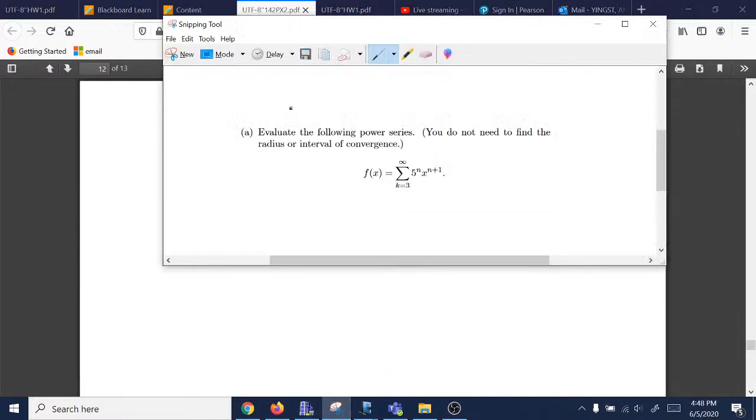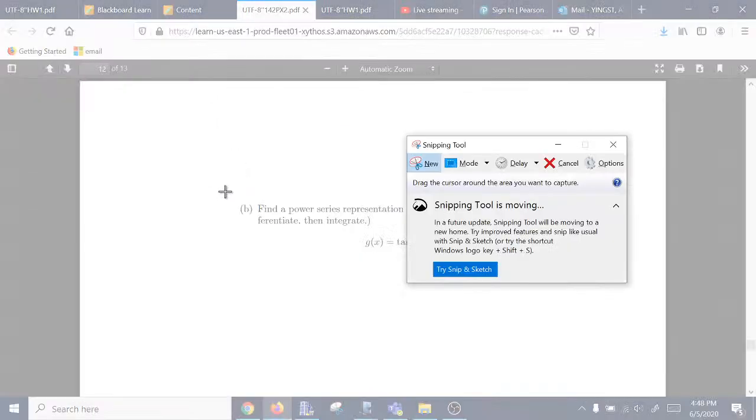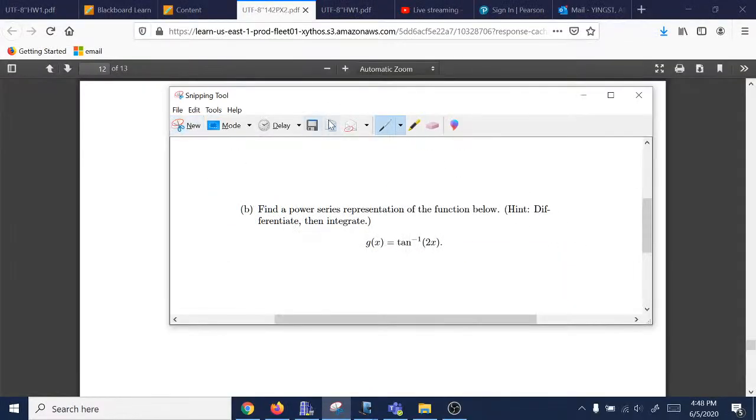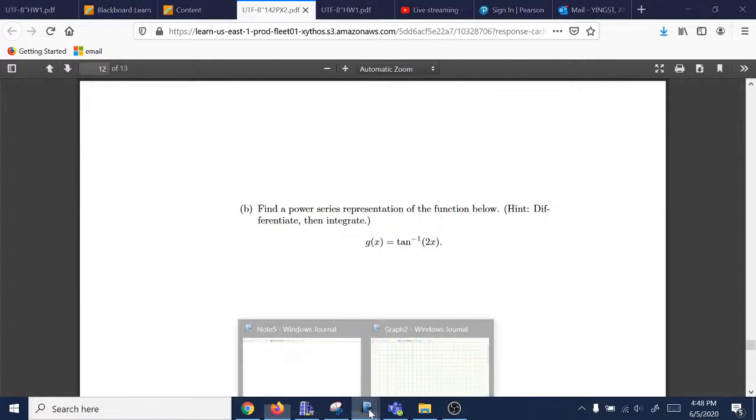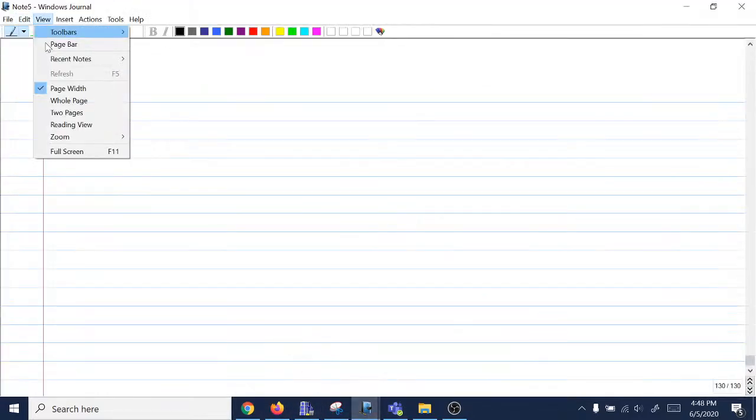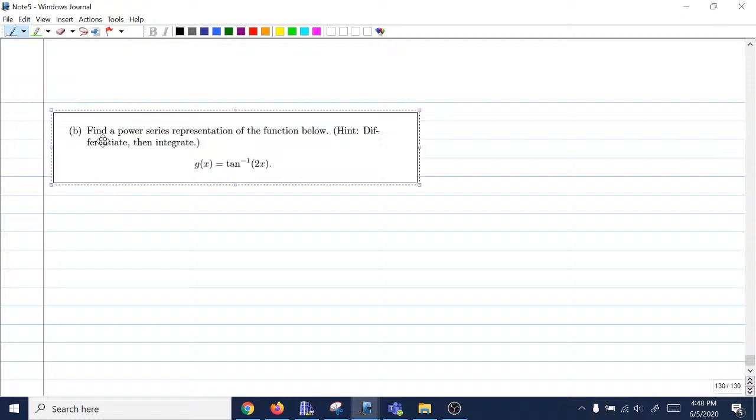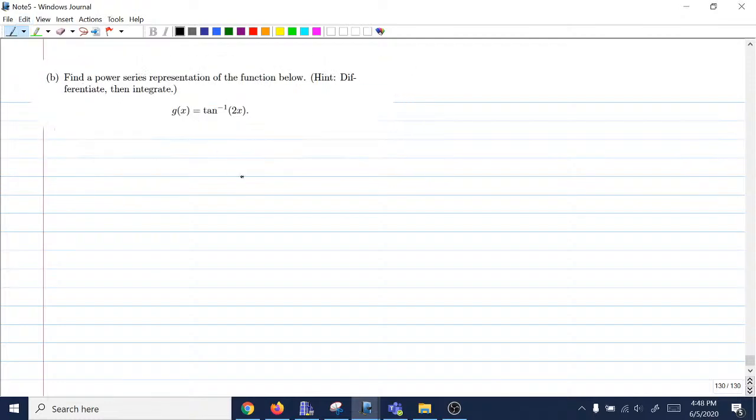This one is not already geometric. To find a power series expansion for this, the hint says take a derivative of it. The derivative of tangent inverse is 1 over 1 plus blah squared times the derivative of the inside. That's 2 over 1 plus 4x squared. I want to make this look like my geometric thing, which is 1 over 1 minus blah. So this is 1 over 1 minus negative 4x squared.